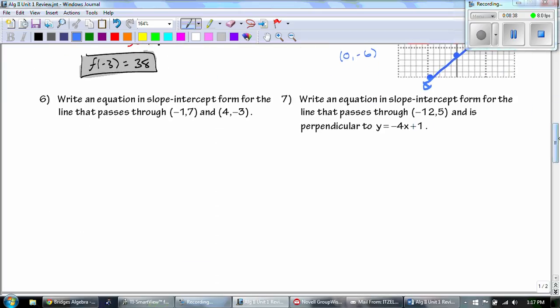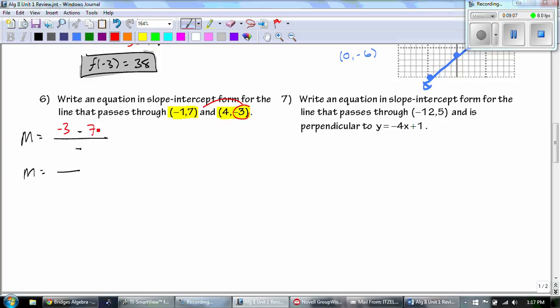All right, number 6. Write an equation in slope-intercept form that passes through (-1, 7) and (4, -3). Now, don't be lazy, okay? Most people are like, well, I know right away that I need to find my slope. So I can find my slope and then I'm done, right? No, because you have to write the full equation.